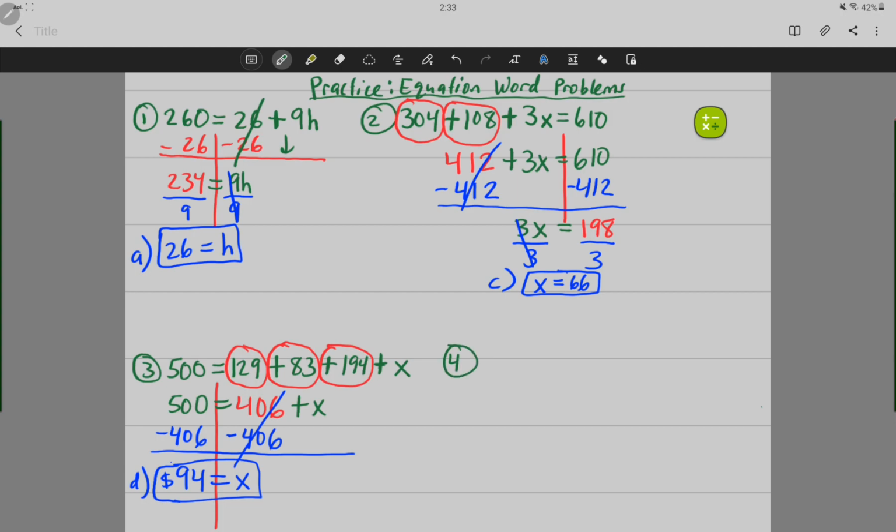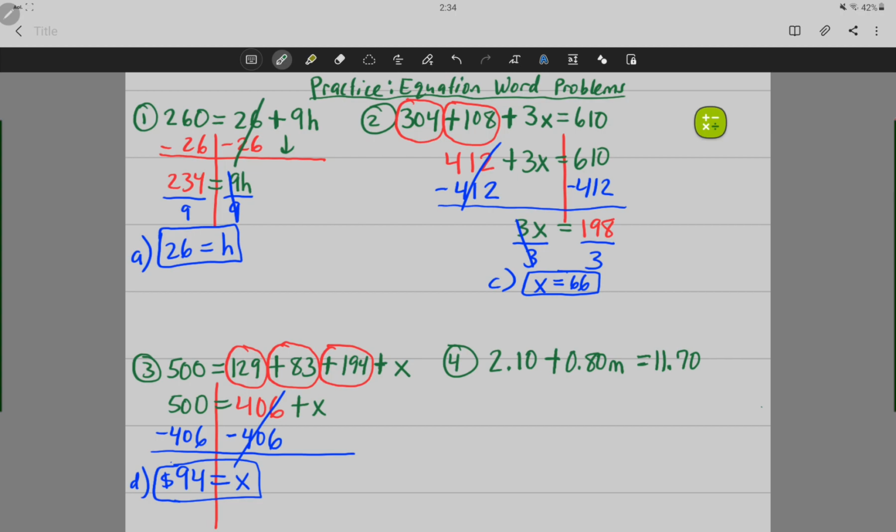All right, number 4. An Uber driver charges an initial fee of $2.10 plus 80 cents per mile. Carmen paid a fare of $11.70. We have to find the number of miles that she traveled. It says the initial fee was $2.10, so let's put that. Plus, okay, so we obviously put plus 80 cents per mile, but it doesn't tell us how many miles, so we need a variable, since we don't know. Let's just put the letter M for miles. And she paid a fare of $11.70, so that is our total.